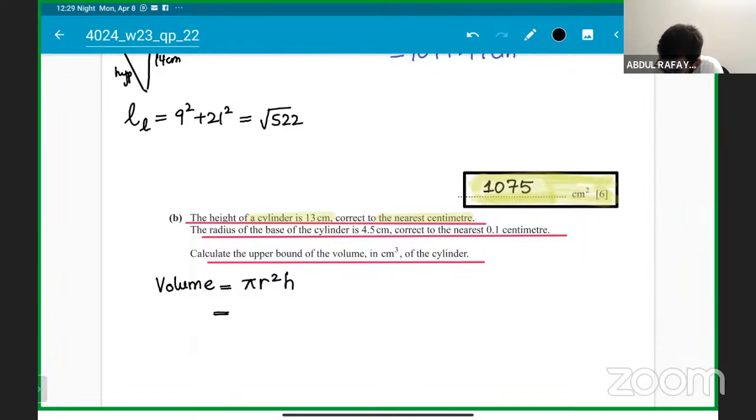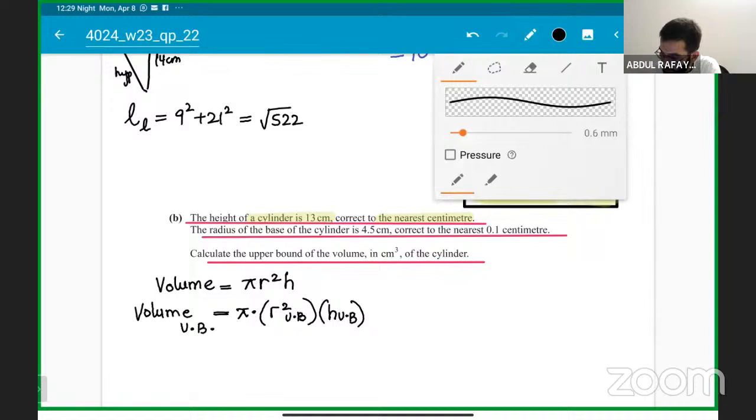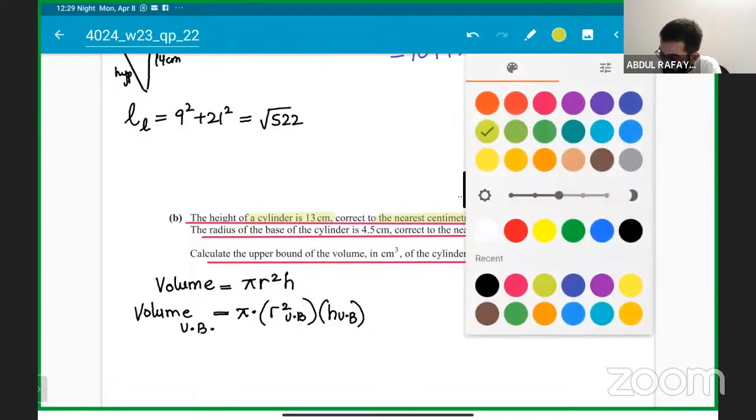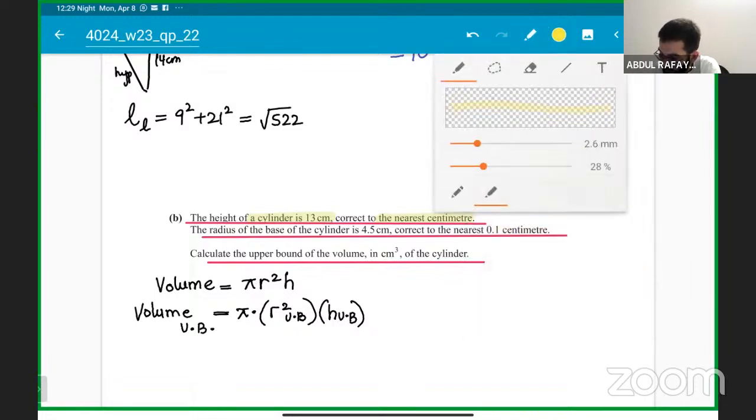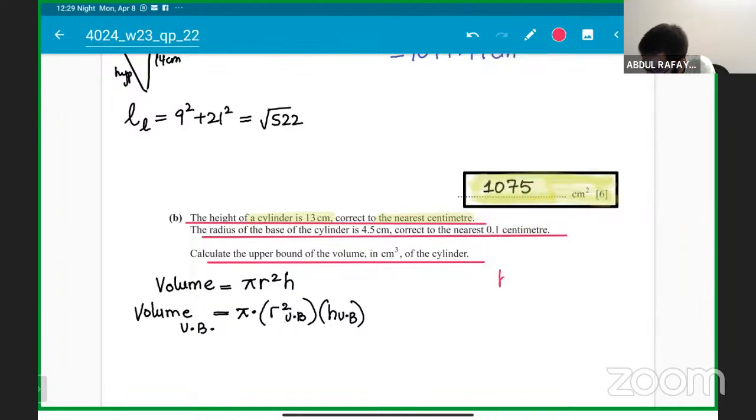So what we need to understand is that we need volume for the upper bound. So basically we'll have to make sure that the radius is also the upper bound. The radius should be at its maximum value and the height should also be the maximum value. It's very simple. The height of the cylinder is 13 centimeter.